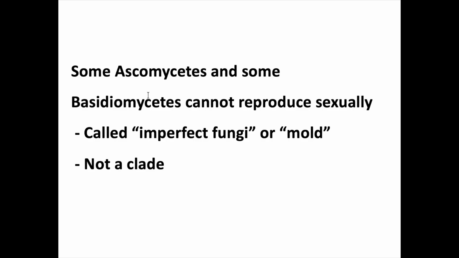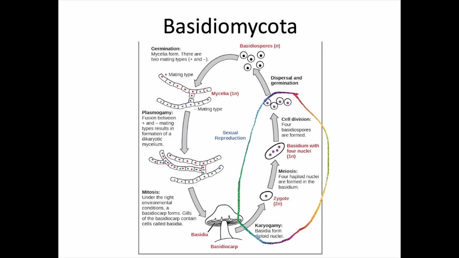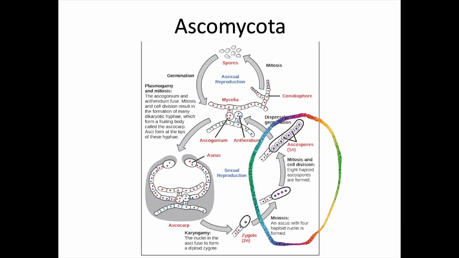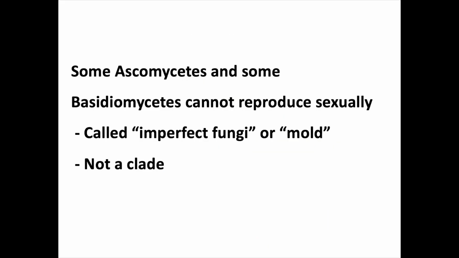There are some ascomycetes, members of the Ascomycota, and some basidiomycetes that cannot reproduce sexually. So I know that we just said that their whole thing was this unique sexual reproduction cycle for Basidiomycota and for Ascomycota, but there are some members of both of these groups that just don't do any of this at all. Some Ascomycetes and some Basidiomycetes that just can't do sexual reproduction at all. These are called imperfect fungi or mold.